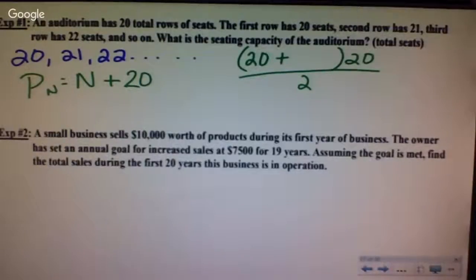19. Say it again. 20. Hold on. So I've got 20 rows. So that goes from row 0 to row 20.